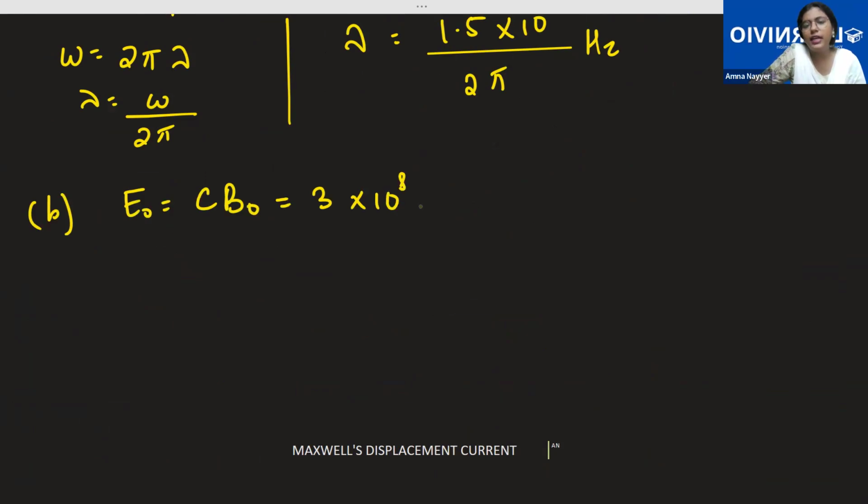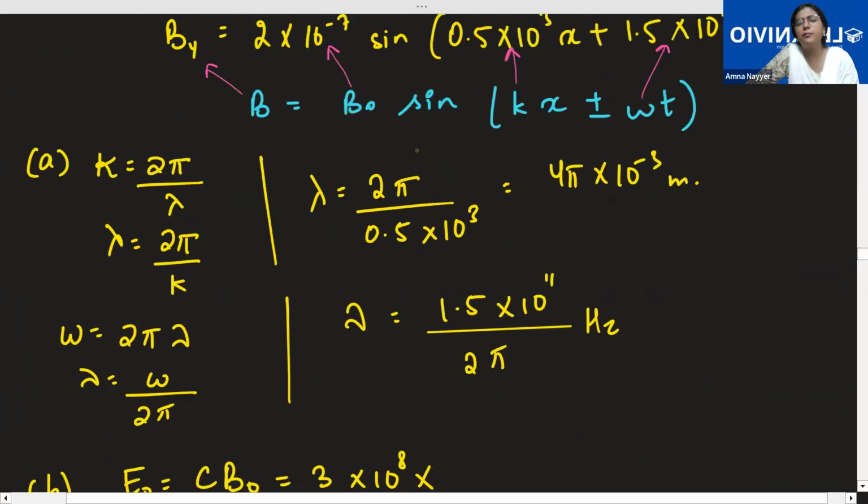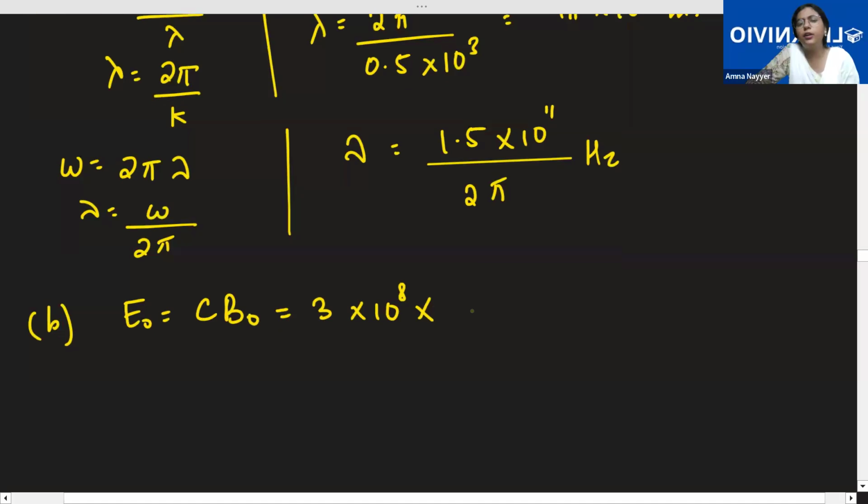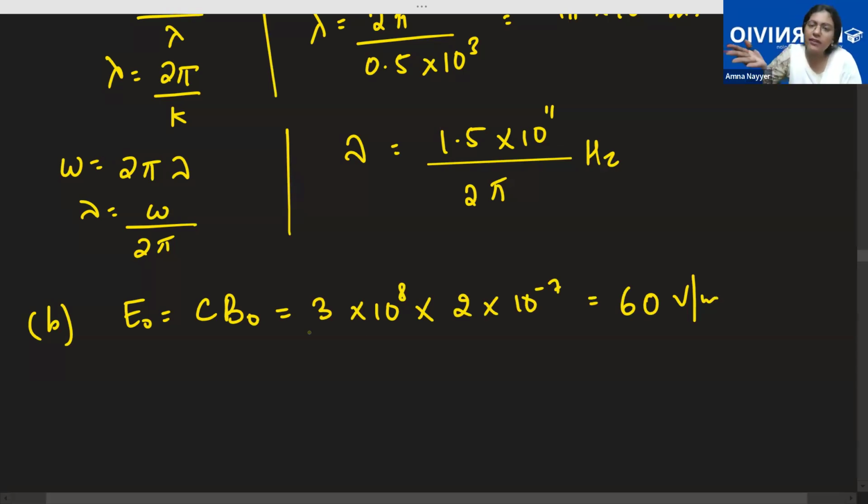3 into 10 to the power 8. What's the peak value of magnetic field? 2 into 10 to the power minus 7, which is equal to 60 volt per meter. Now you have the peak value, that's it.